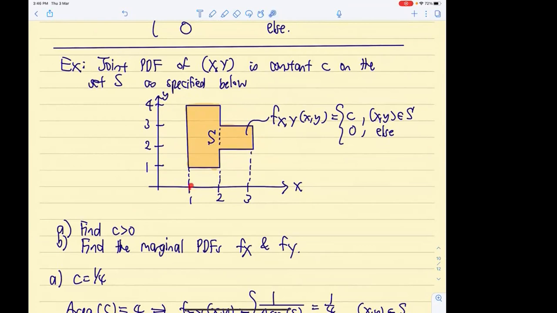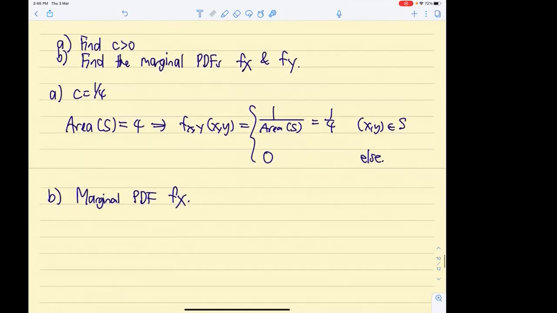Where is x supported on? It's only supported on this set here. If x is bigger or smaller, there's no mass. So for the marginal PMF of x, first we notice that the support of x is the closed interval 1, 3. Okay? It's a closed interval 1, 3.